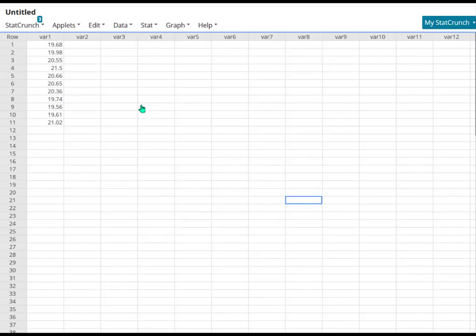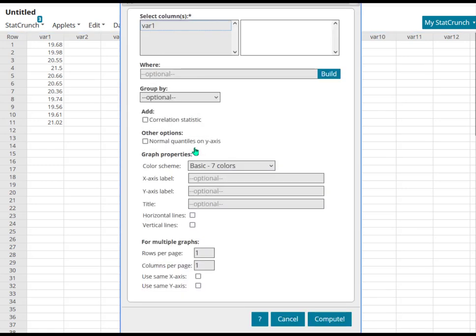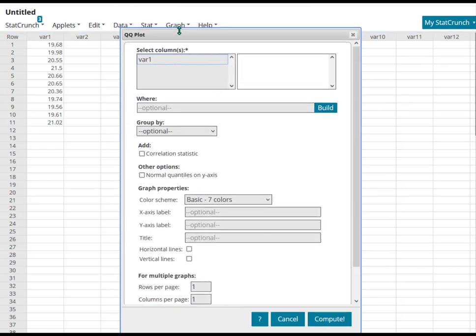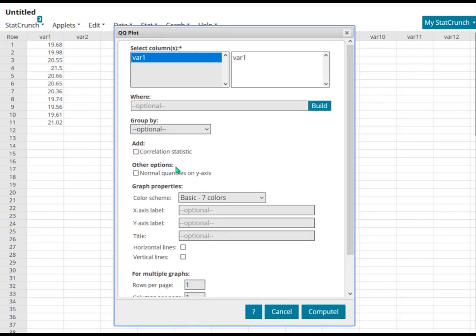Okay, so what I have here is StatCrunch, and what we have is just the data values from our sample. I just inputted those 11 values, and I'm going to check that the sample is normally distributed. So I'm going to do two things. I'm going to do a QQ plot. For this one, I'm just going to select the column, and I'll check a few things. I want to know the correlation statistic. I can tell visually, but I'll talk about that. Then we'll click on normal quantiles on the y-axis. I'm also going to include some horizontal lines, and I'll hit compute.